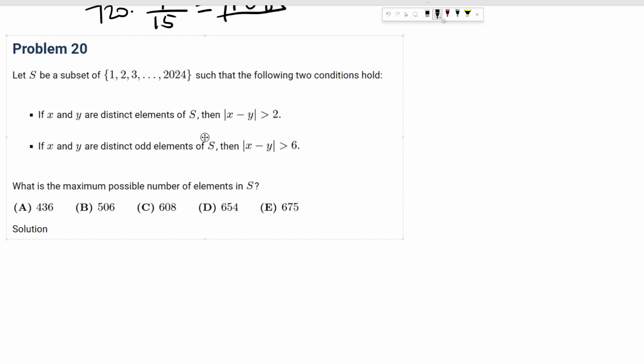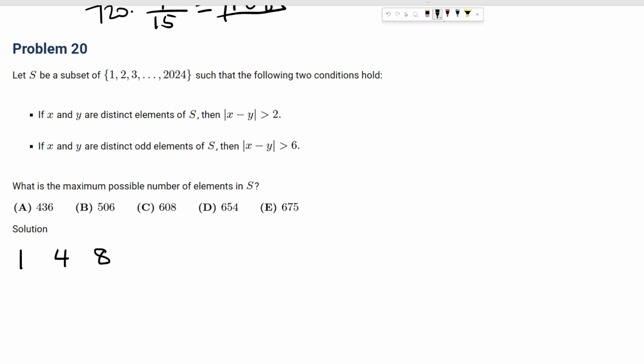Problem 20. So this is essentially just saying we're picking some numbers from 1 to 2024 such that they're at least 3 apart, and if they're odd numbers, then they're at least 7 apart. So let's just try to be greedy here. It's called a greedy algorithm. We're going to start with 1, right? And then the numbers have to be at least 3 apart. So our next number is 4. And then after that, our next number is 7. But we're not allowed to have 7, since odd numbers have to be at least 7 apart, and 1 and 7 are not 7 apart.